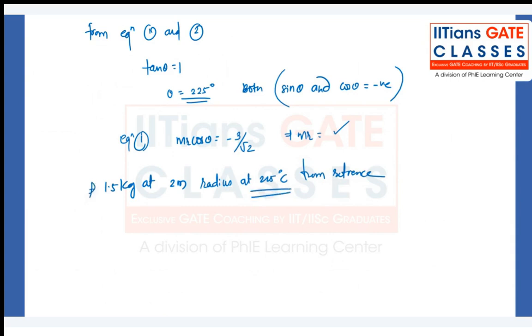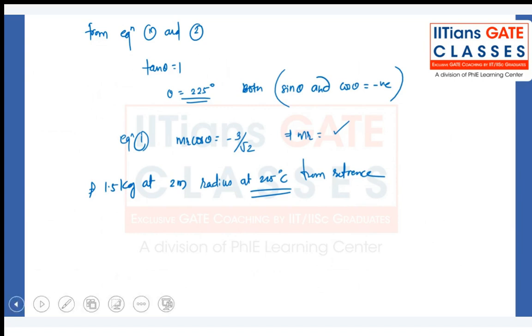So theta we calculate. If you put it into this, you can clearly see cos of theta will be minus 1 by root 2. So minus 1 by root 2 and minus 1 by root 2 will get cancelled. MR is equal to 3, and 1.5 into 2 is 3. So that is the only option. Hence it is correct.